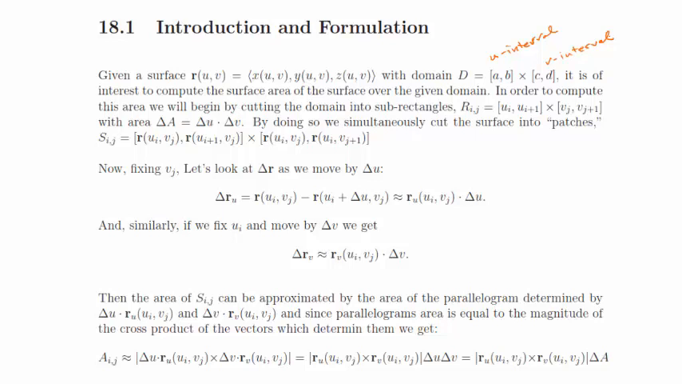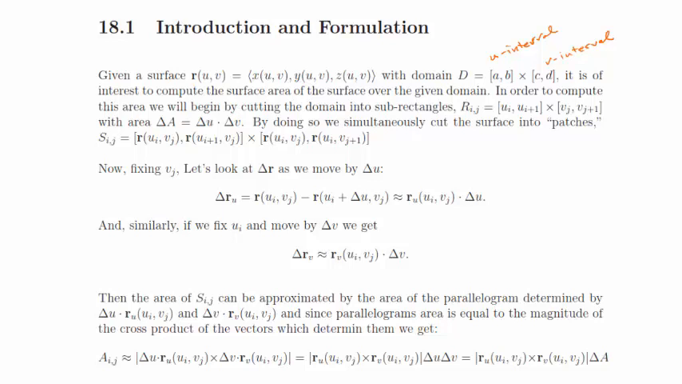In order to compute this area, we will begin by cutting the domain into subrectangles R sub i,j equals u sub i to u sub i plus 1 crossed with v sub j to v sub j plus 1 in the v direction. So our area of these different subrectangles is delta A equals delta u times delta v. Let's keep in mind as we're doing this that this is not actually seen on our surface. This is not x values or y values or z values. These are the u values and v values that are the inputs for the function r that give us the x, y, and z values.